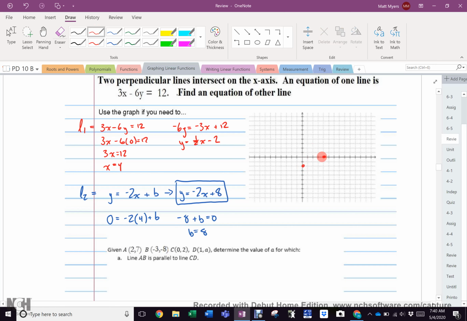There's my x-intercept. And I know the other one has to be through here because they share an x-intercept. So I got to go here, but my slope is negative 2, so that's up 2 over 1, up 2 over 1, up 2 over 1. And that gets me my y-intercept.